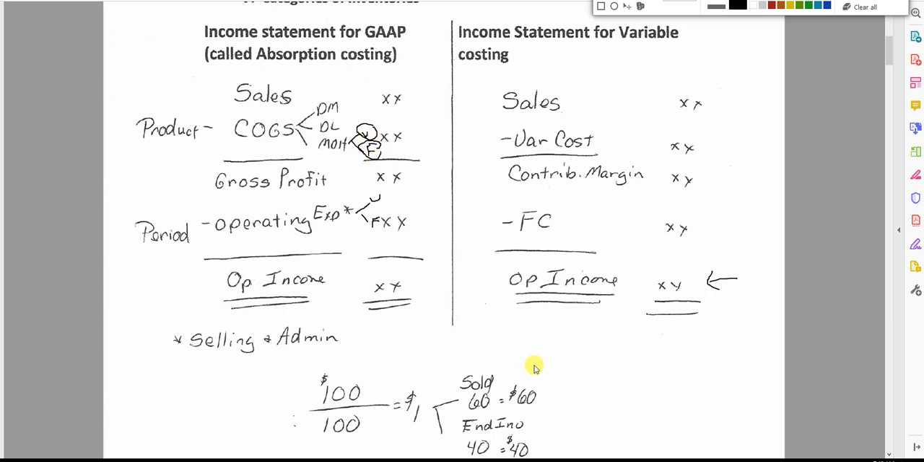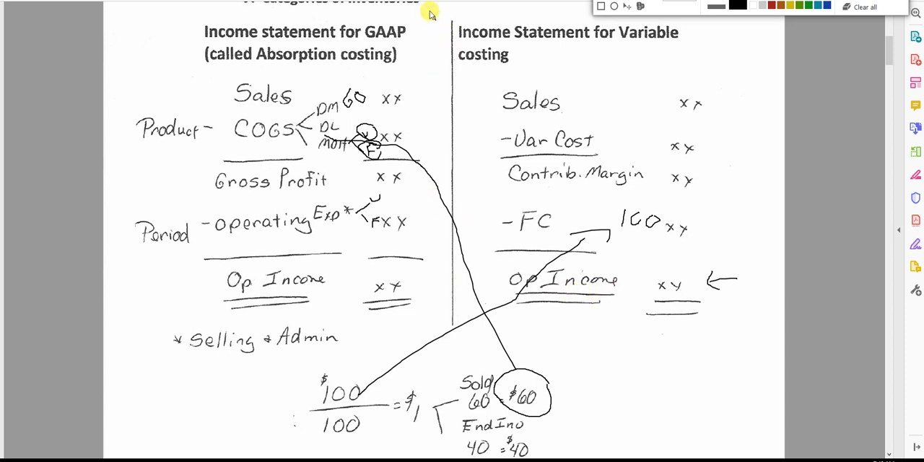Okay, so let's go down here. Under absorption costing, you only expense the amount sold. So I'm going to put $60 right here into cost of goods sold. However, under variable costing, since I'm spending $100 no matter how many I sell, I want to put $100 over here. So this side is going to have $100 on it. This side is going to have $60. So obviously you can't have two income statements showing different numbers and use them.